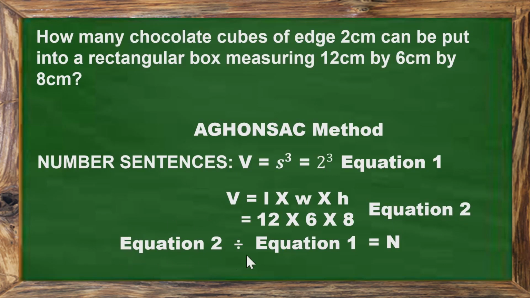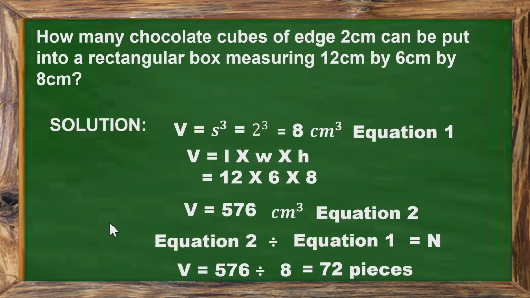Then, equation 2 divided by equation 1 equals N. Para malaman kung ilang pieces yung chocolate cube sa malalagay sa rectangular prism, yung equation 2, volume of rectangular prism, divided by equation 1, volume ng chocolate cube equals the number of pieces of chocolate cubes to be put in a rectangular box. Next, the same problem. Ito na po yung solution.